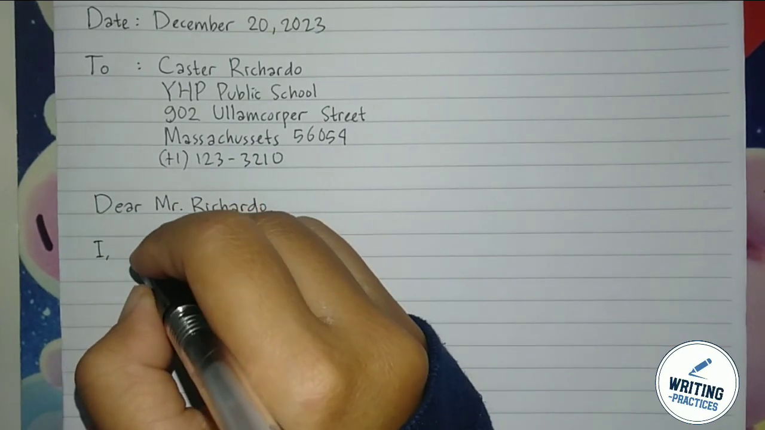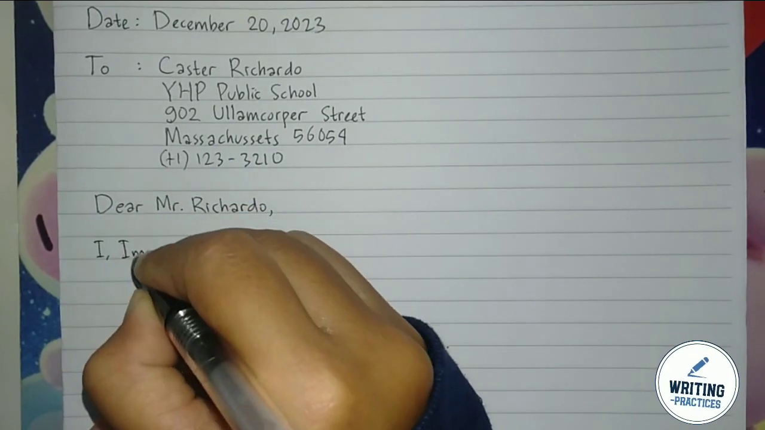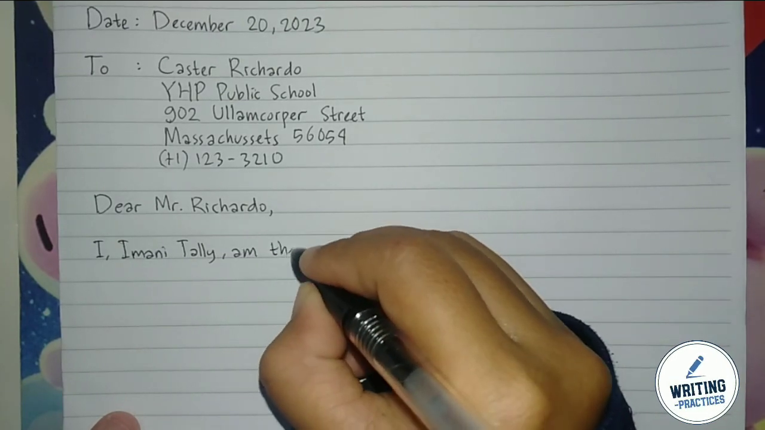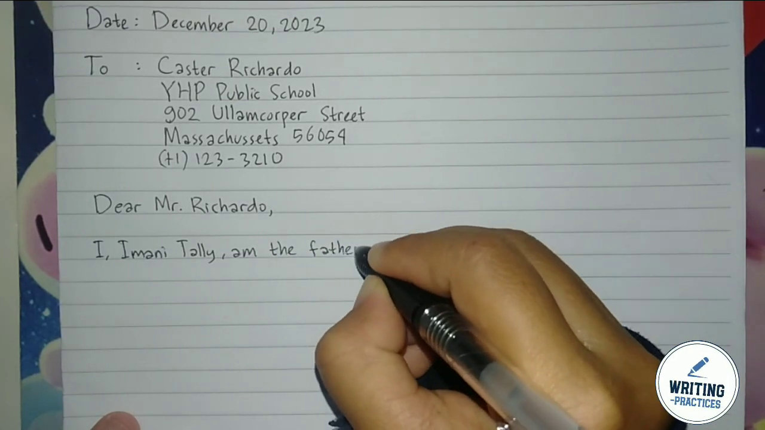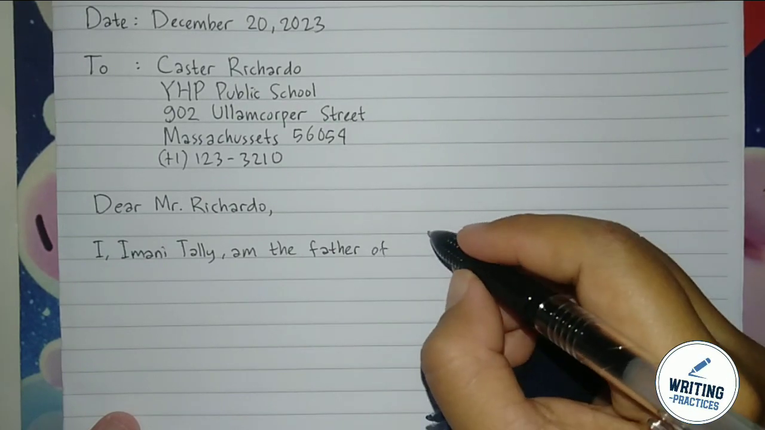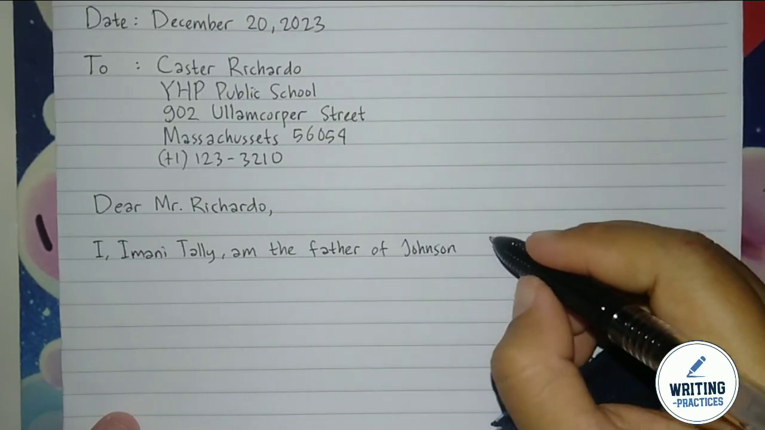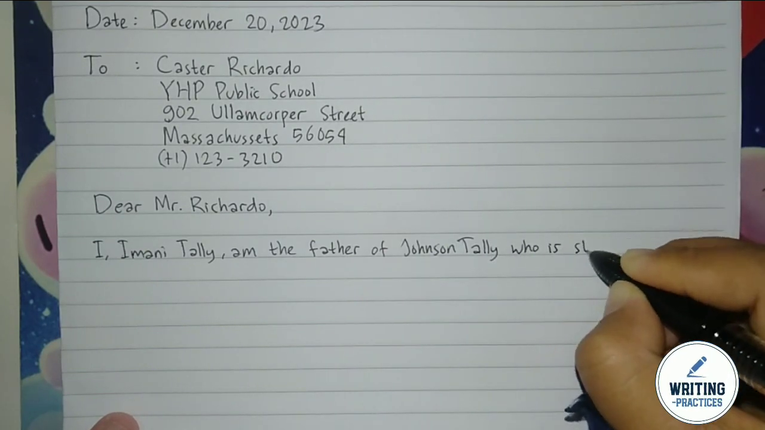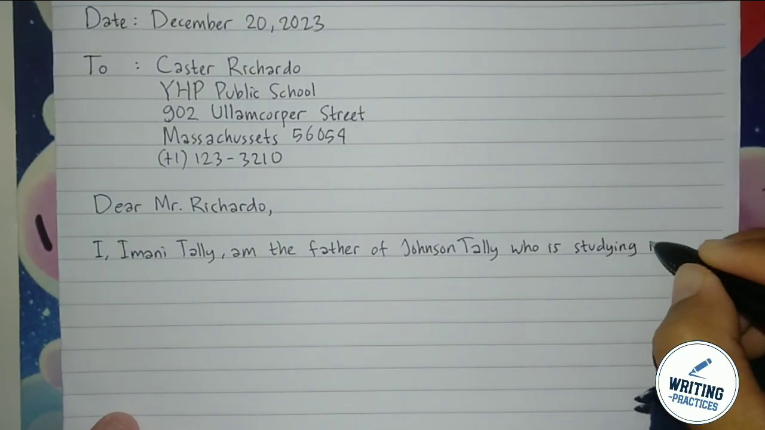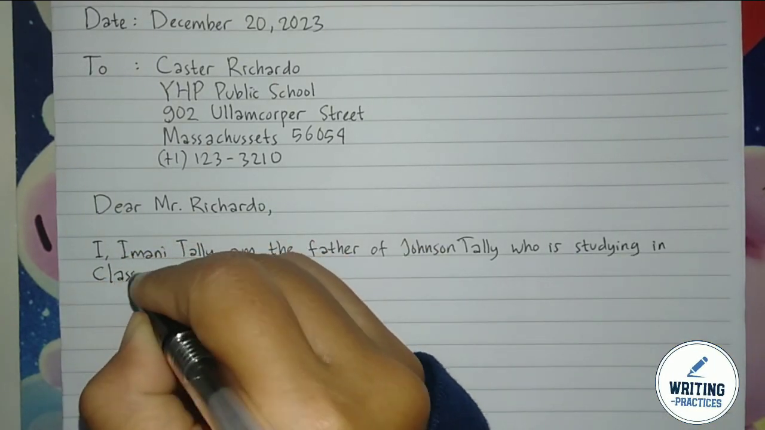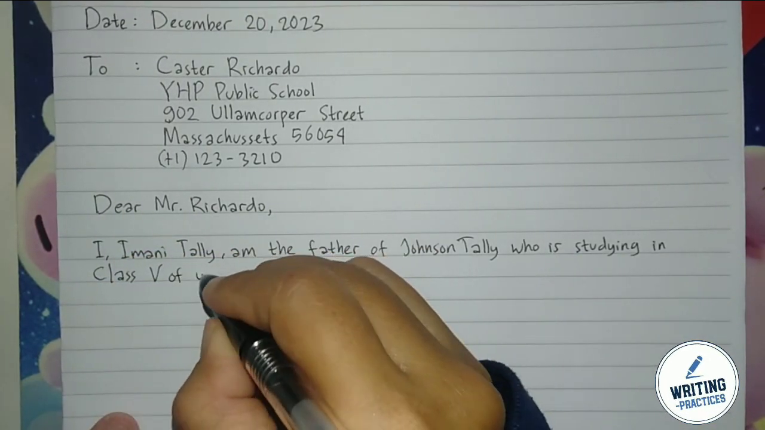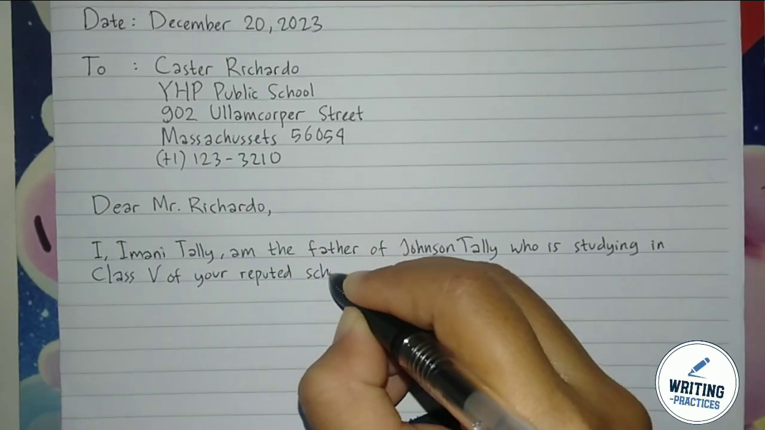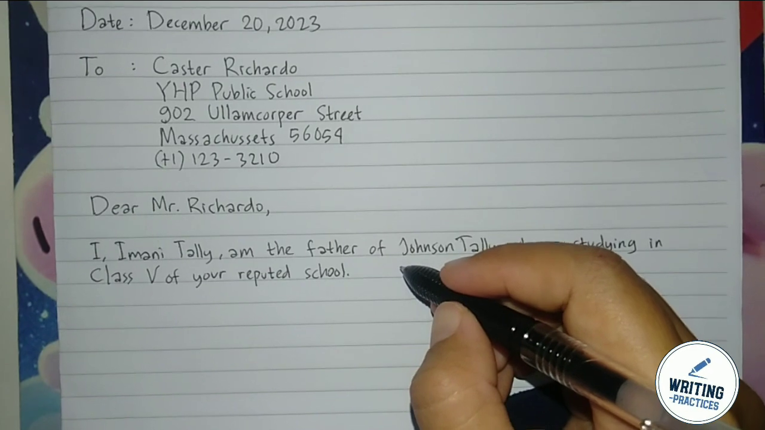In the first paragraph, introduce yourself first. Here, write your full name. And write who you are or what kind of relationship you have with the student you want to ask permission for. In this example, the writer is the father of one of the students. And of course you need to mention the student's name as well as the class too.